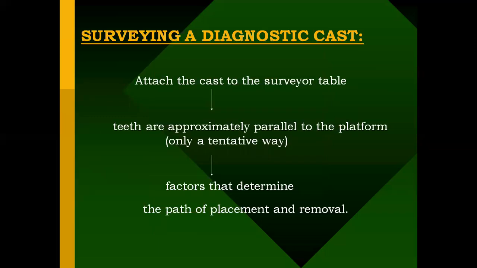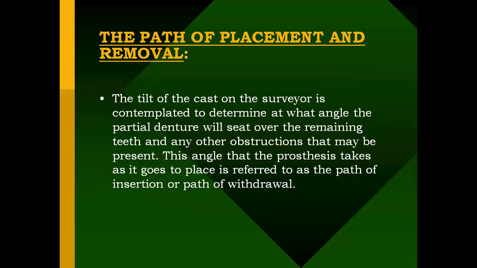Surveying a diagnostic cast. Attach the cast to the surveyor table, then the teeth are approximately made parallel to the platform only in a tentative way. Then the various factors that determine path of placement and removal are considered. The path of placement and removal is the tilt of the cast on the surveyor is contemplated to determine at what angle the partial denture will seat over the remaining teeth and any other obstructions that may present.